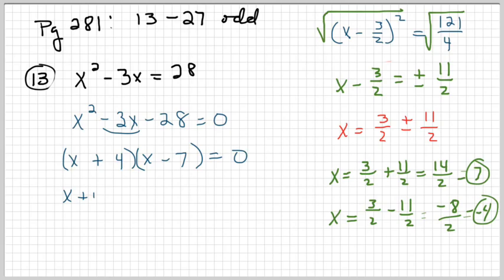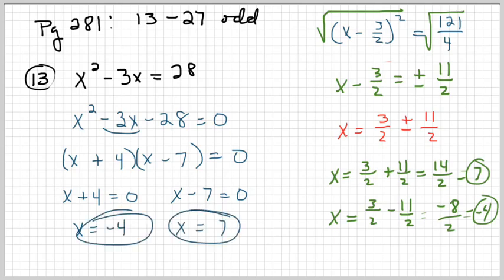The zero product property tells me each factor has to equal 0 for that equation to be true, and so I get two answers, negative 4 and 7. The same two answers I got over here by completing the square.